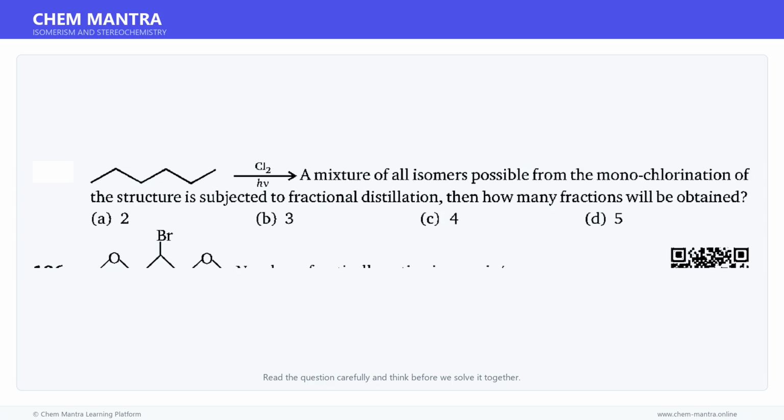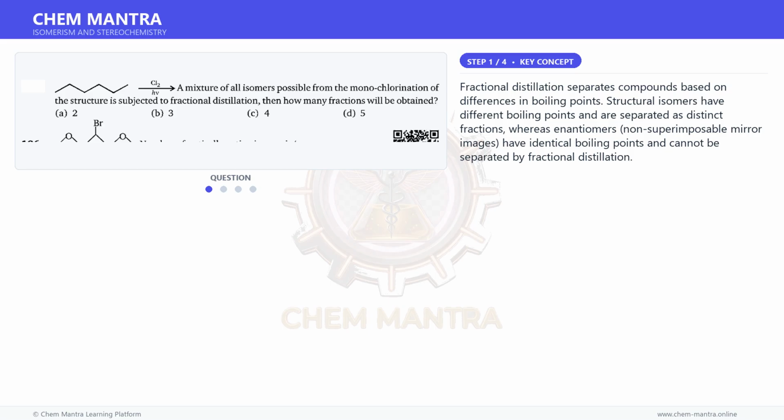Here is a question. Read it carefully and think about the answer. Let us solve it step by step. Let us first understand the key concept here. Fractional distillation separates compounds based on differences in boiling points.